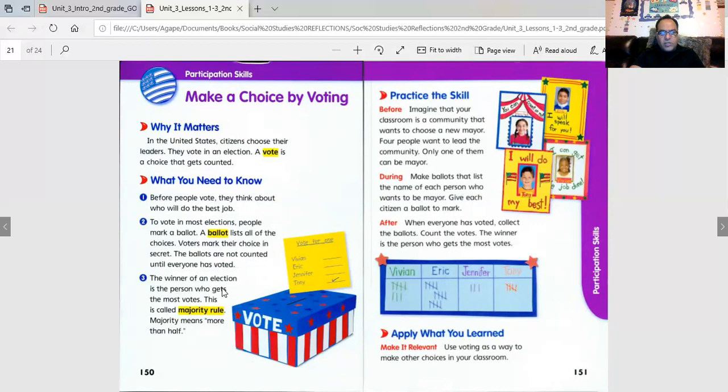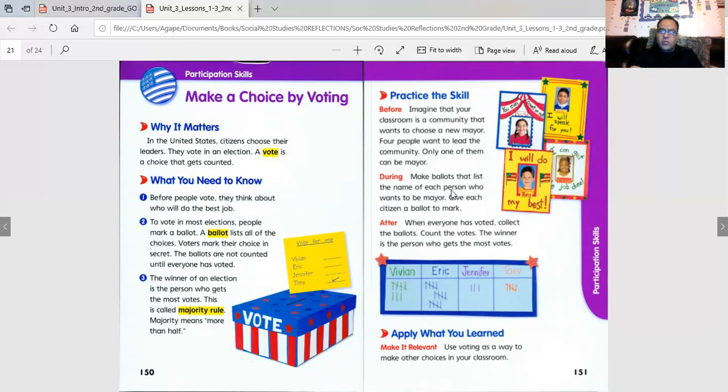The winner of an election is the person who gets the most votes. This is called majority rule. Majority means more than half. Here are some things to practice. Imagine that your classroom is a community that wants to choose a new mayor. Four people want to lead the community. Only one of them can be mayor.